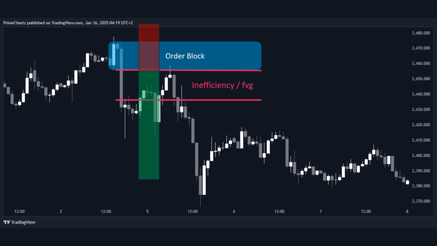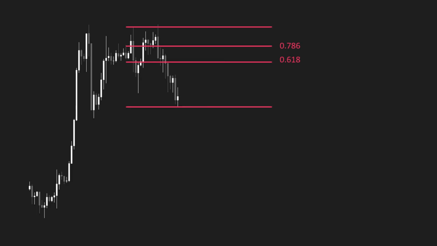That's the power of following the rules. But wait, what if there's no inefficiency? Don't panic. We've got a tool for that, the Retracement Tool. Here's how it works. Place the tool on your chart. Set your order between the 78.6% and 61.8% retracement levels. Place your stop loss slightly above or below the retracement zone.